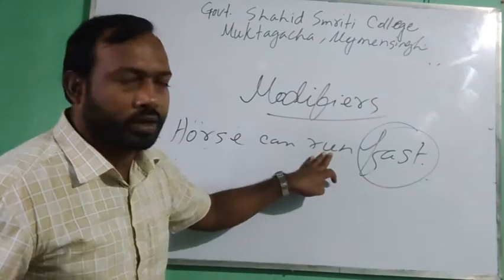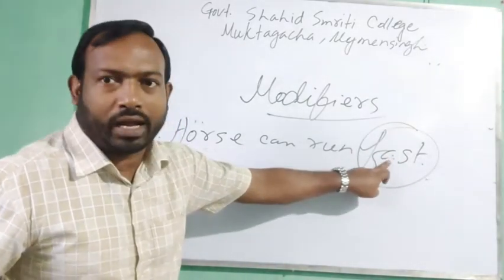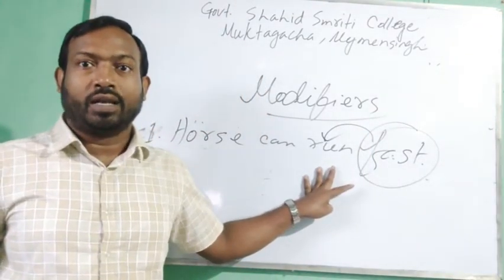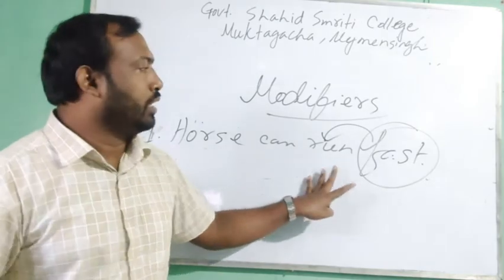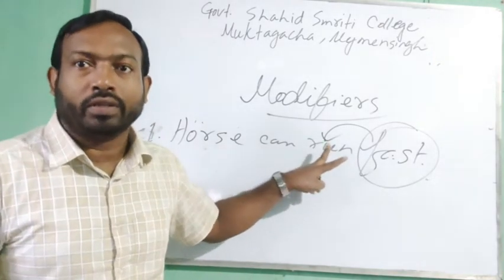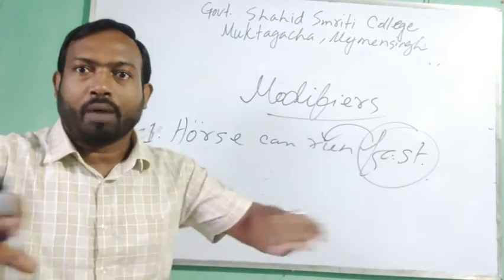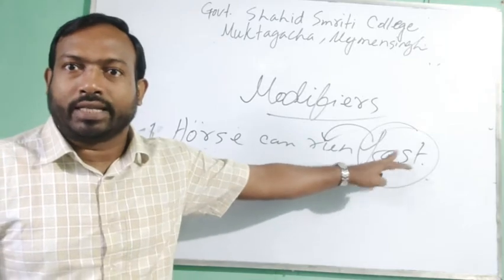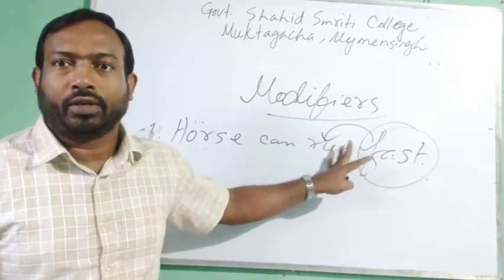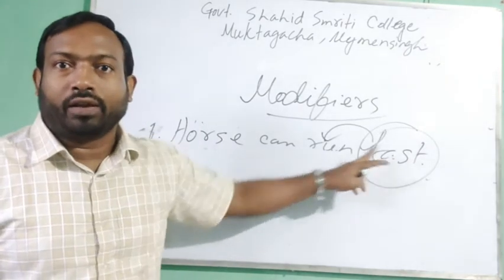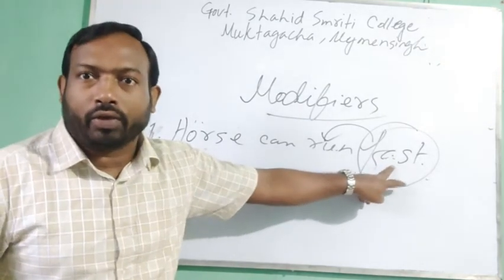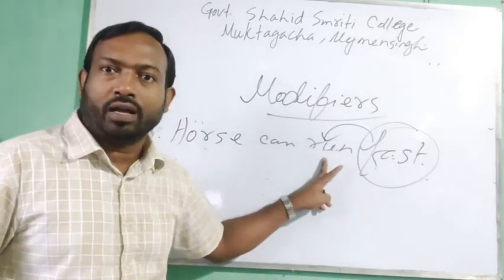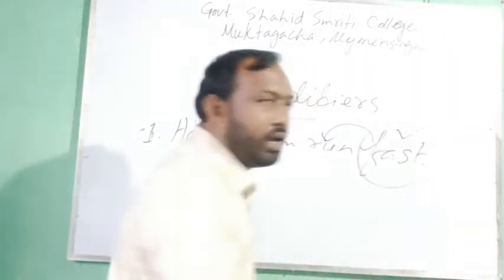Horse can run fast. So the word fast here actually modifies the verb run. This tells something more about the activity, the action of running. It is happening fast. So the word fast tells something more about the verb. Therefore, fast is a modifier of the verb run.